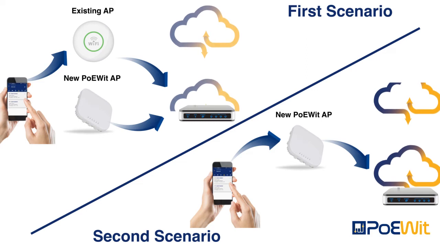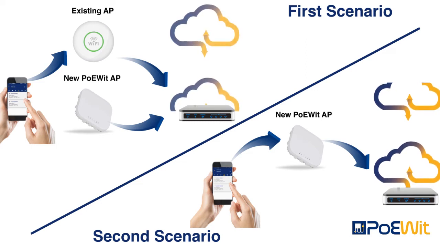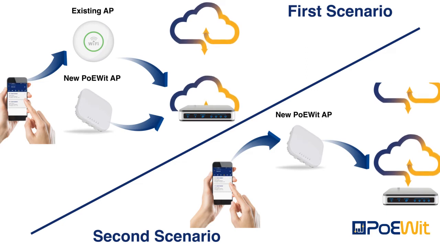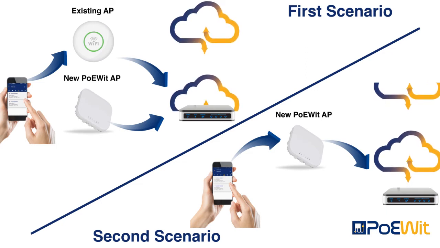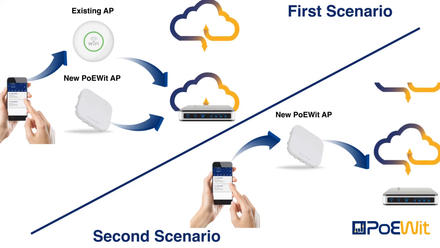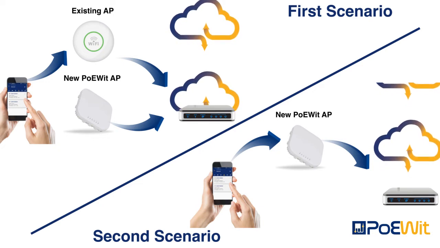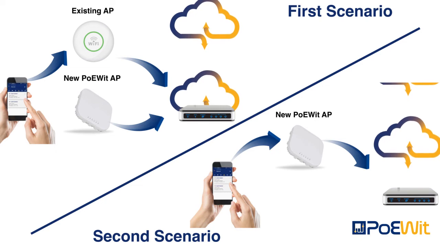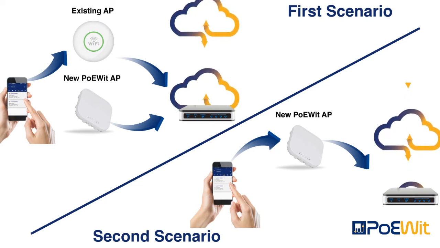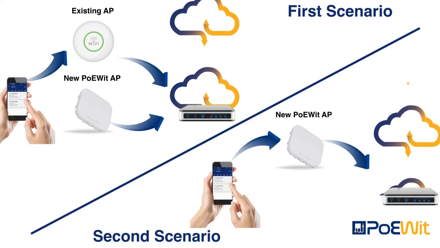To discover and configure the network where you have an existing wireless access point, you would connect to the existing SSID first. And from there, you would discover the new access point and apply the configuration. In this case, where you're already connected to the existing access point, the new PoEWit's access point will copy the existing settings and reboot. You will never lose connectivity because of the PoEWit's cloud.